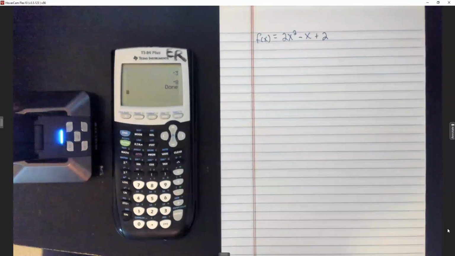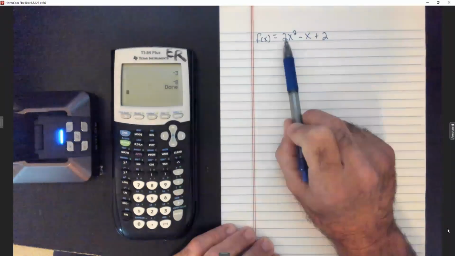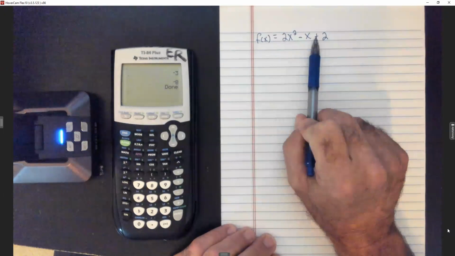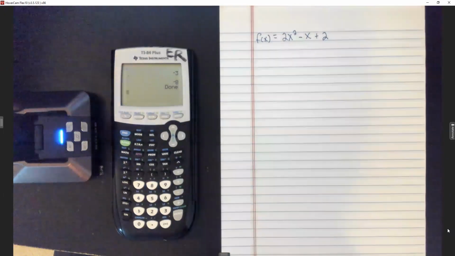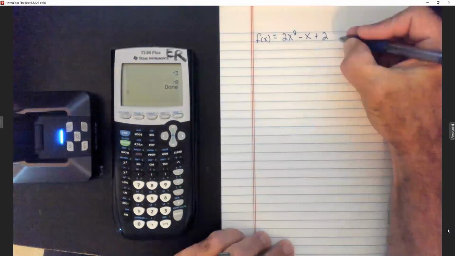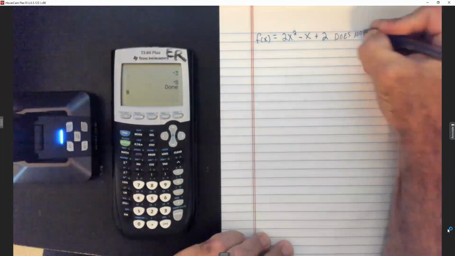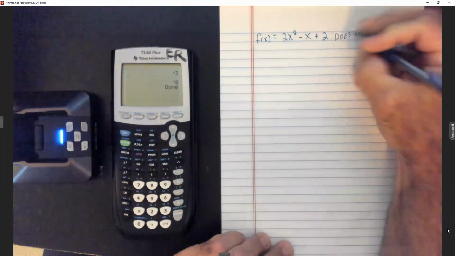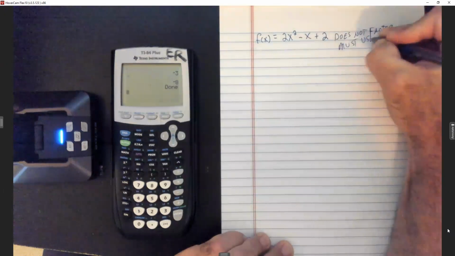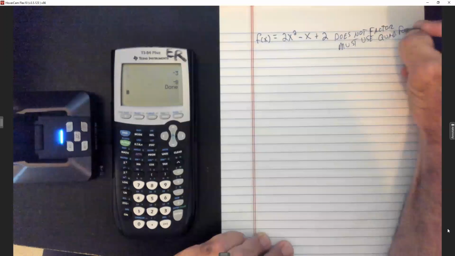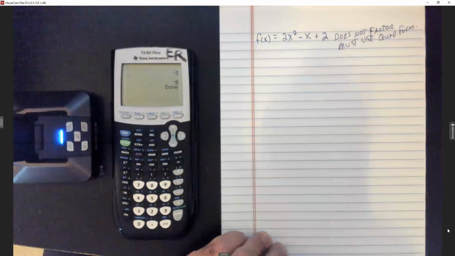So if this was going to factor, we'd have to multiply 2 times 2 and get 4. We would have to find factors of 4 that would add to get a 1. There's no factors of 4 that add to get 1, so this one does not factor. So we must use the quadratic formula. You've got no choice but to use the quadratic formula for this one, okay?